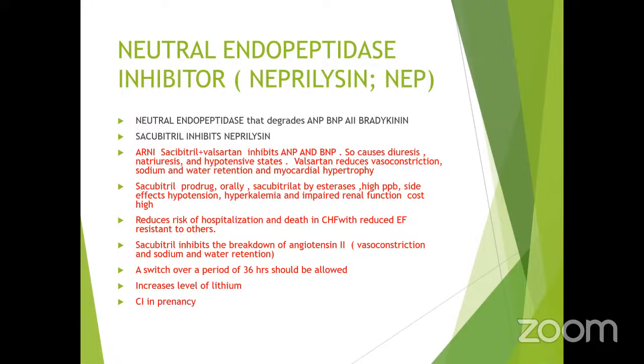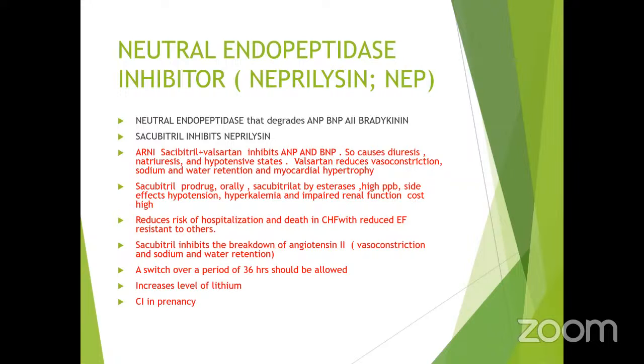So this sacubitril is a prodrug and it is metabolized by esterases, with high plasma protein binding. So it's a long-acting drug and it causes hyperkalemia and impaired renal function tests. Cost is very high. It can be used nowadays. Most of the heart failure patients are put on ARNI, which will decrease hospitalization as well as death. And also it can be used in reduced ejection fraction cases where it is reducing constantly. So you can really be done with that when we use ARNI.